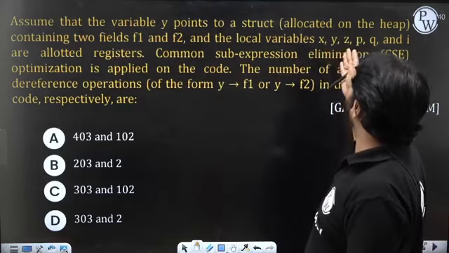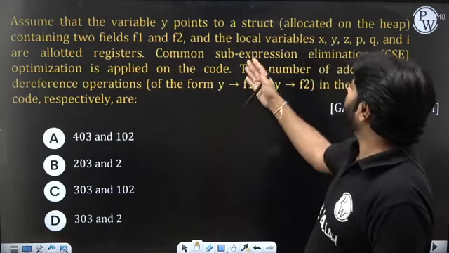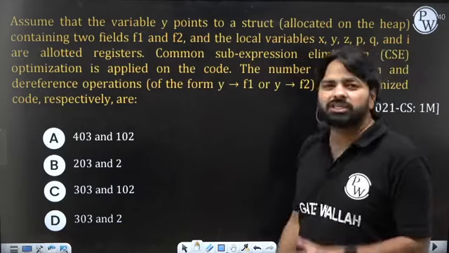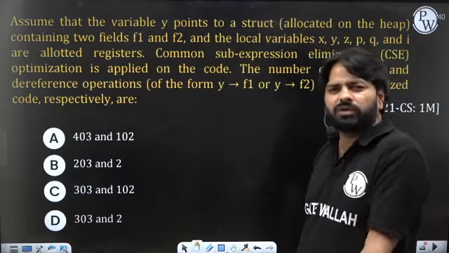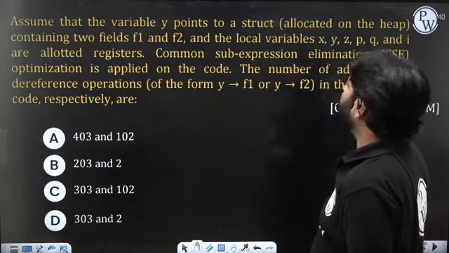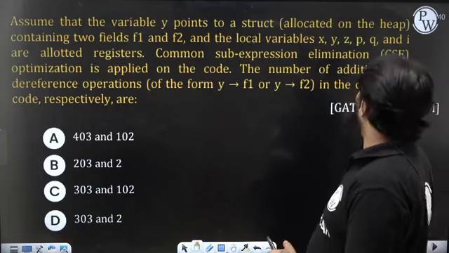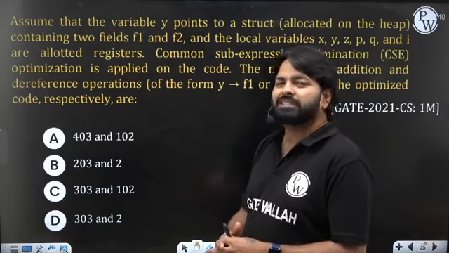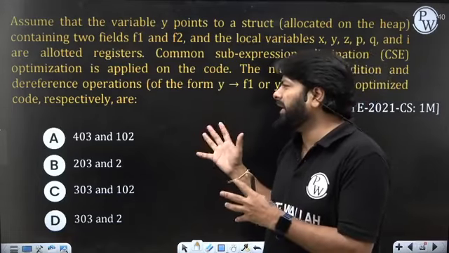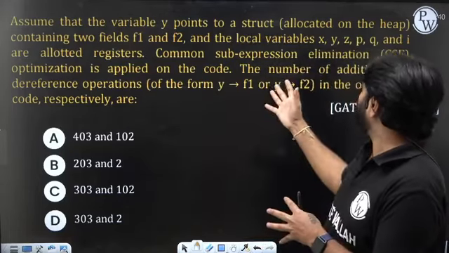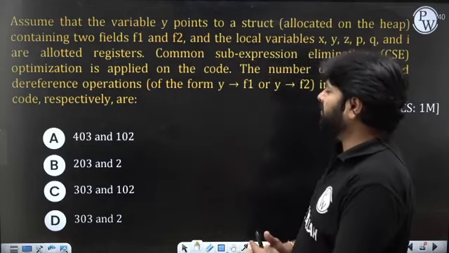The local variables x, y, z, p, q, and i are allotted registers. Common subexpression elimination optimization is applied. So if something is already computed, you don't need to compute it again, so you can reuse it. The number of additions and dereference operations in the optimized code respectively are. So once you optimize, how many additions and how many dereference operations are needed? We have 4 options here.